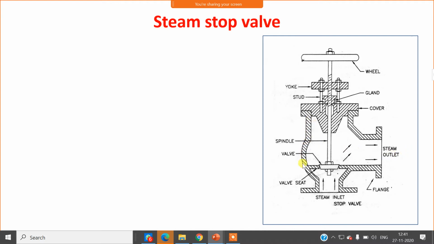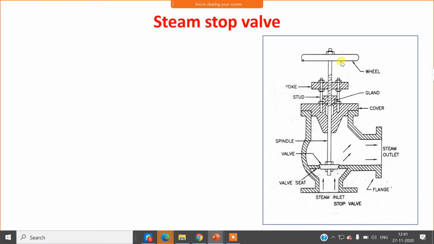Now it consists of an outer body. The outer body has a flange, and this steam stop valve is mounted on the boiler chest with the help of this flange. Now this body is connected with the cover, and the cover has a gland, yoke and stud. The yoke is connected to the cover with the help of the stud, and inside the cover there is a gland, which allows the movement of the spindle when the wheel is rotated.